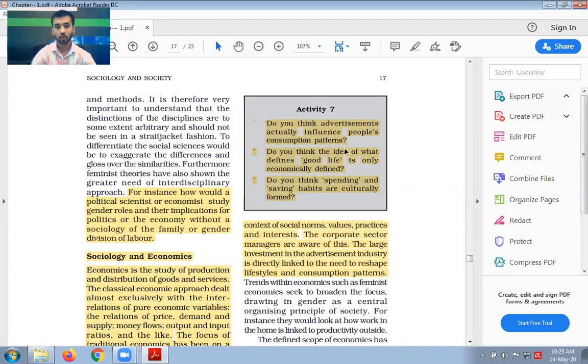So whenever an advertisement comes, it always comes after studying society, culture, and the interests of the people; advertisements always come accordingly. So I'm sure you are understanding, you are realizing the connection between economics and sociology, right? Okay, do you think the idea of what defines a good life is only economically defined?